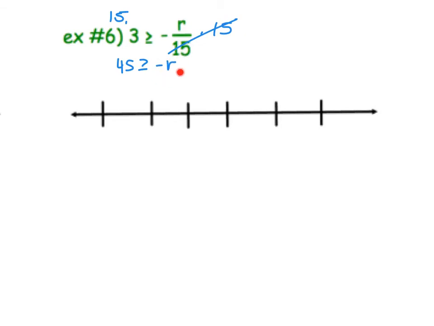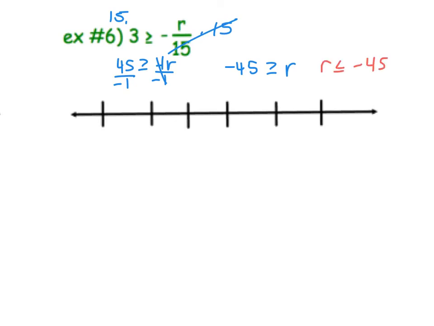Remember, we want r completely by itself. Remember, when you see a negative, that's negative 1r. So to get rid of that, I'm going to divide by negative 1. And I'm going to get negative 45 is greater than or equal to r. Again, I like to rewrite this, so that's going to tell me that r is going to be less than or equal to negative 45.